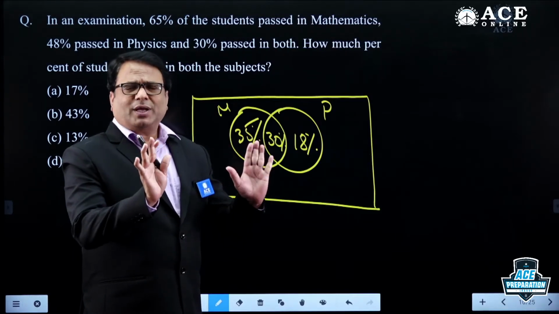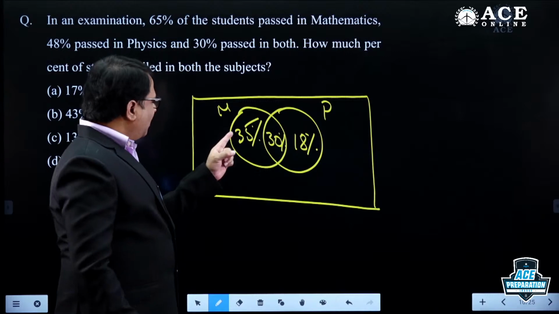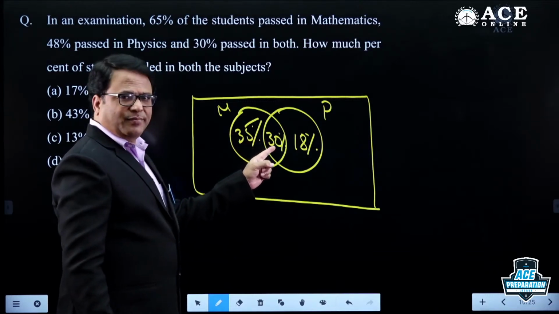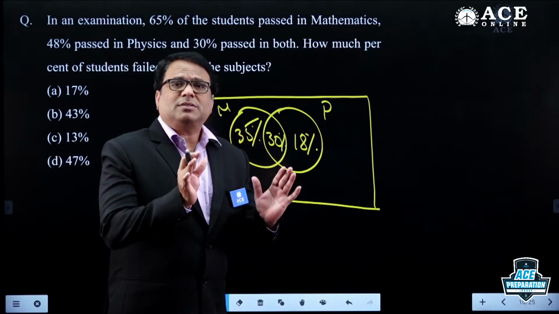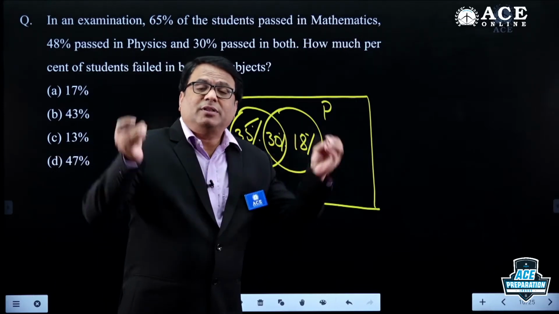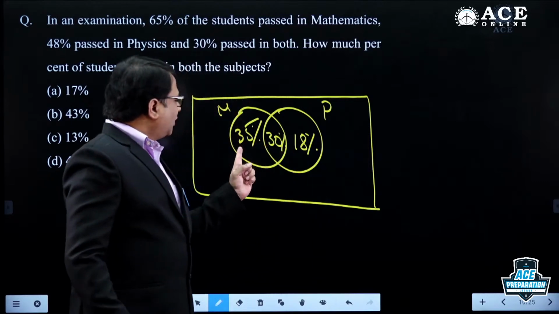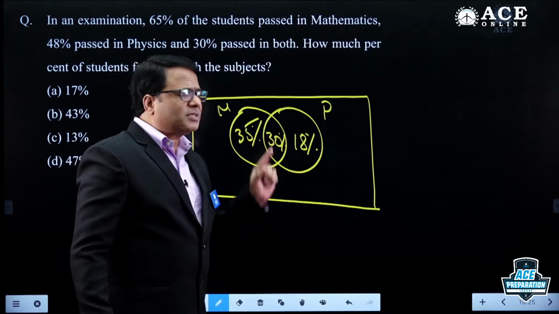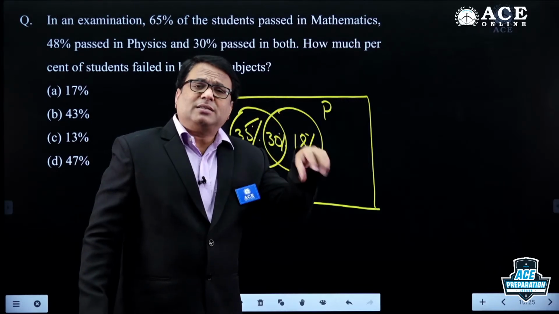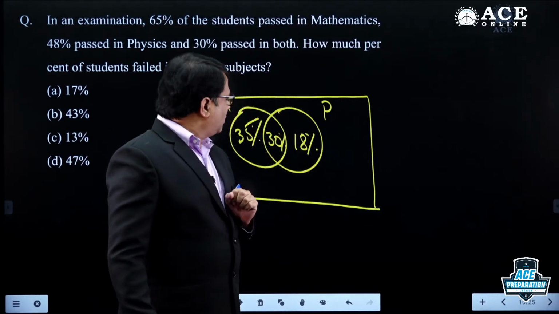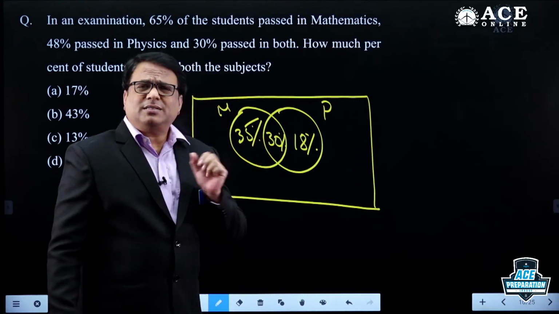Now tell me, these two circles together represent what percentage? Let us see. 35 plus 30, 65. 65 plus 18, 83. So 83% of the students are inside the circles.